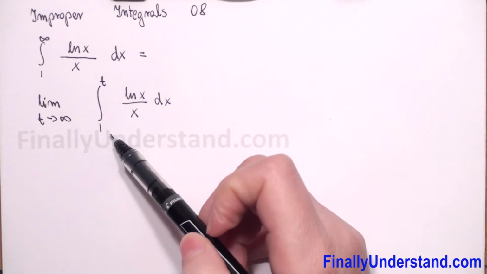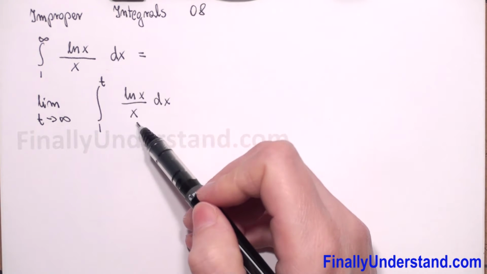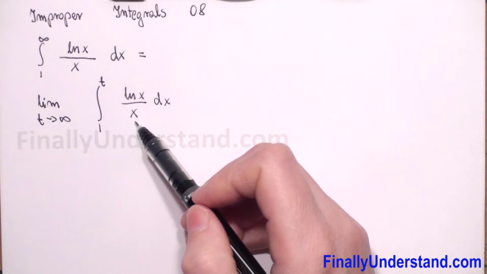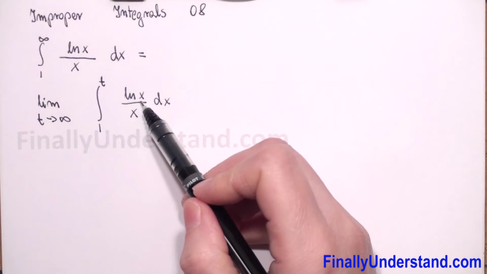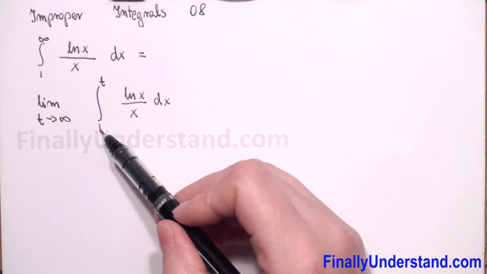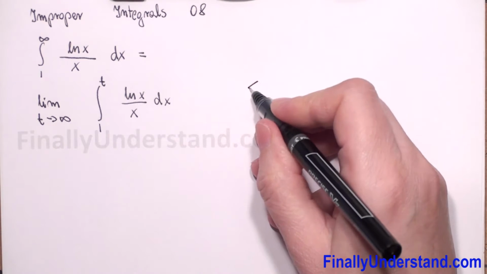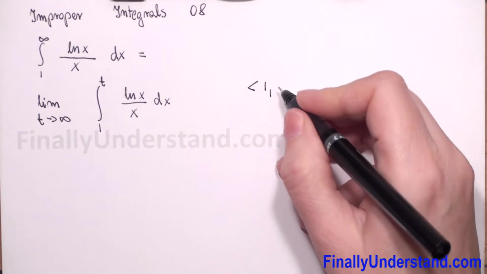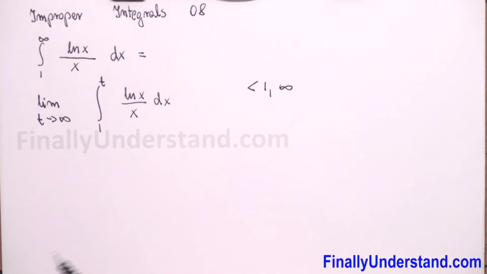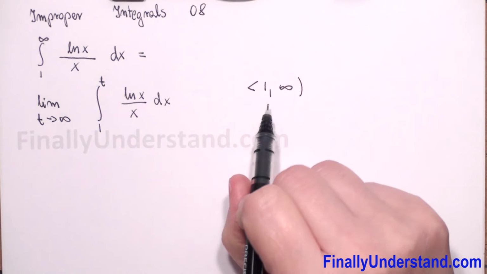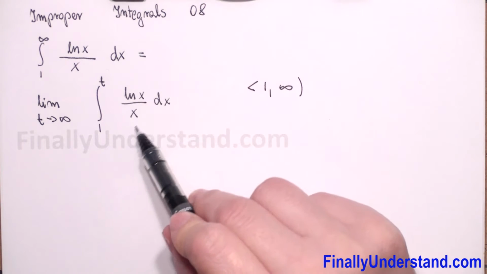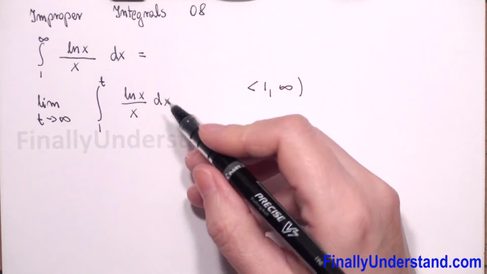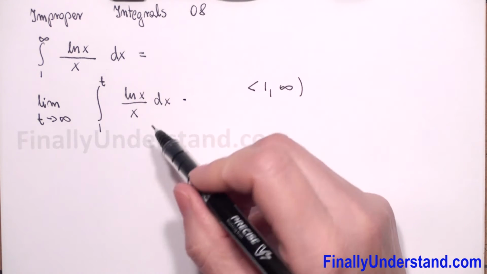Now, before we take the limit, we have to find the definite integral. When we do a definite integral, we have to have a continuous function. Let's check. We cannot have 0 in the denominator, and natural logarithm we calculate only for positive values. And we have here the interval from 1 to infinity, because t goes to infinity. So 0 doesn't belong, and we have only positive values. So our function is continuous, so it means everything is correct.